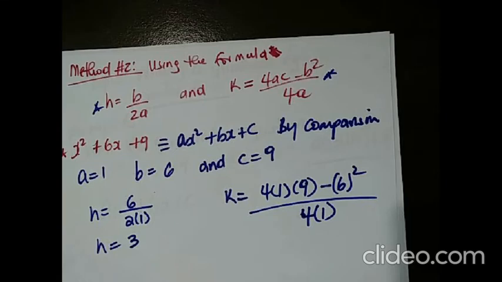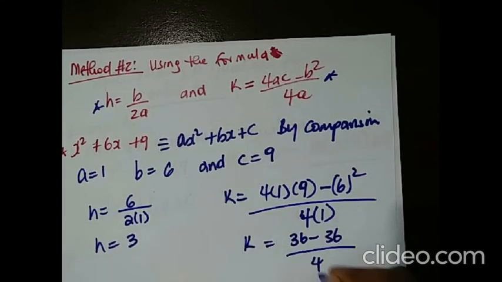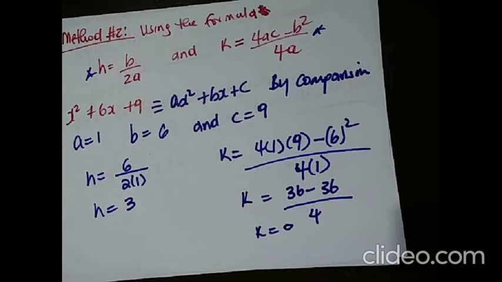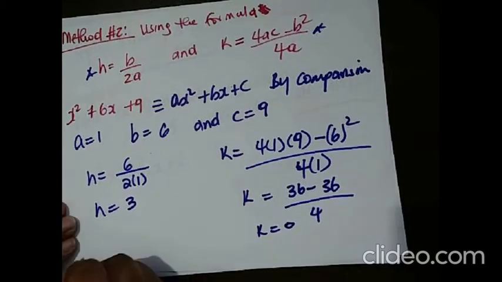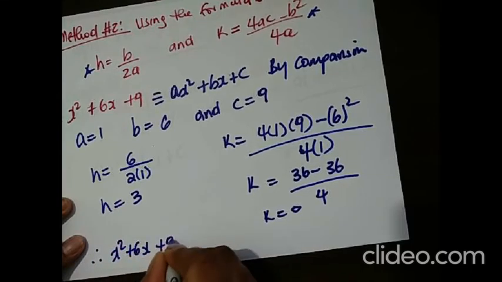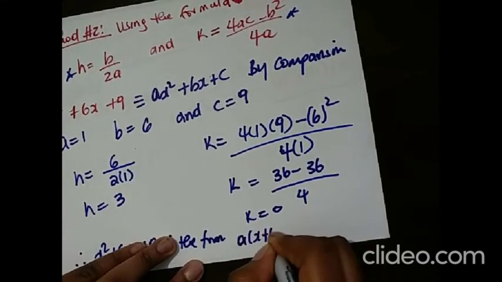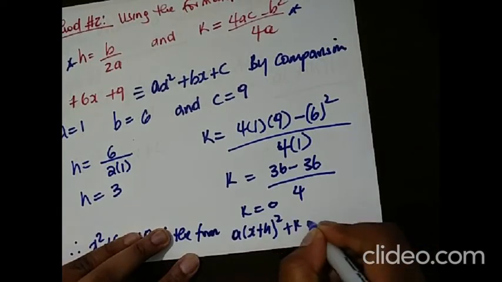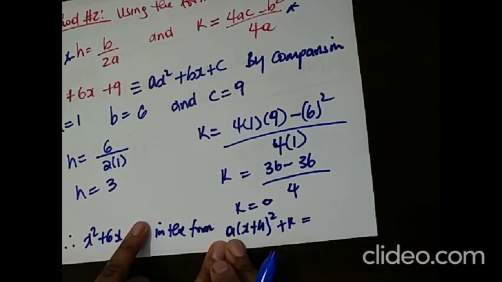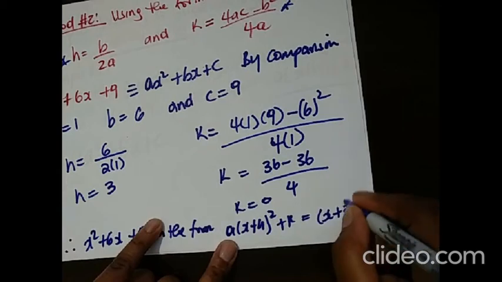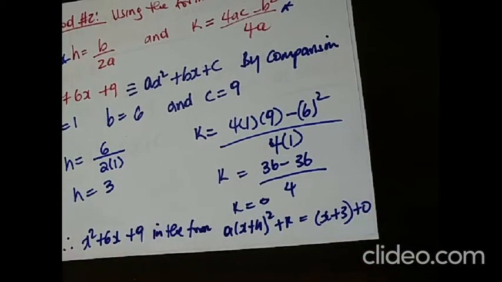Now we have 4 times 9, which is 36. So 36 minus 36 divided by 4 gives us 0. So K is equal to 0. So therefore, x squared plus 6x plus 9, in the form a open bracket x plus h all squared plus k, gives us, our a is 1, so we have x plus 3 squared plus 0. So that's it in the form.